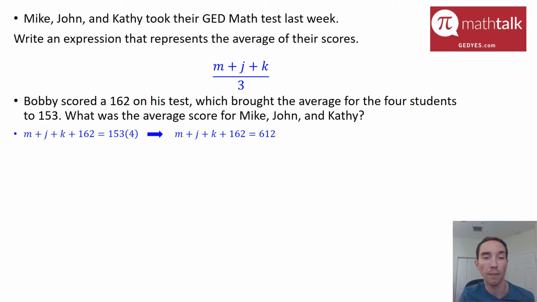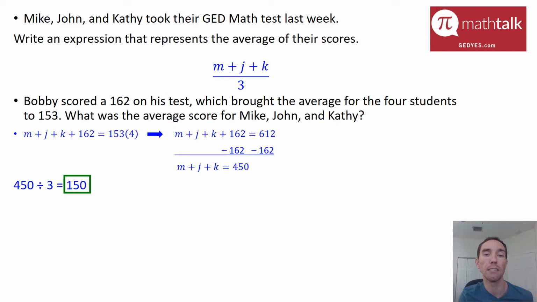What I'm going to do is simplify this down. It's going to become M plus J plus K plus that 162 is 612. Now I can subtract off that 162 from both sides, and when I do that, I get M plus J plus K is 450. So how do I find the average for that? Well, right above I have an expression that represents the average. I take my total and I divide it by the 3 different people. So 450 divided by 3 is 150, which means the average for Mike, John, and Kathy is 150. All right, perfect. Let's look at another example of how to write expressions.